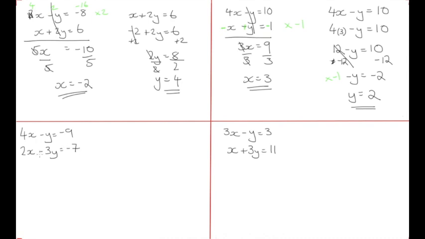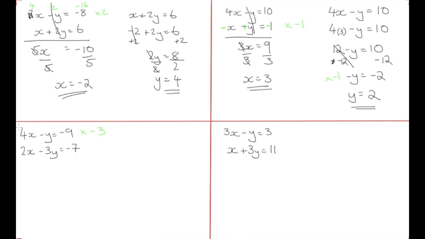So the answers are clear. Okay, let's see what we're going to do here. So I think what I'll do is, now you can choose to alter the x's or the y's, but I am going to multiply the top line by -3, okay?